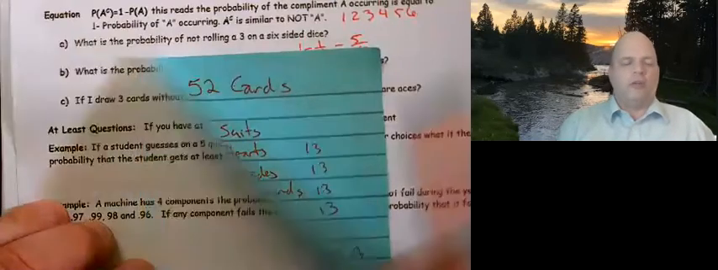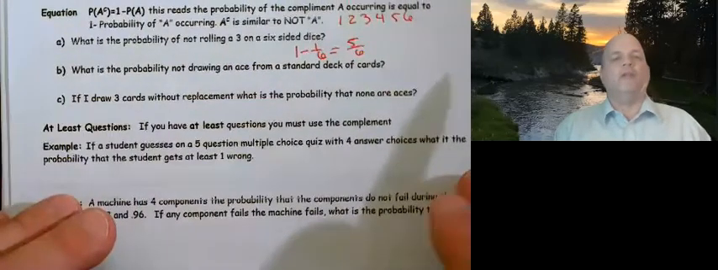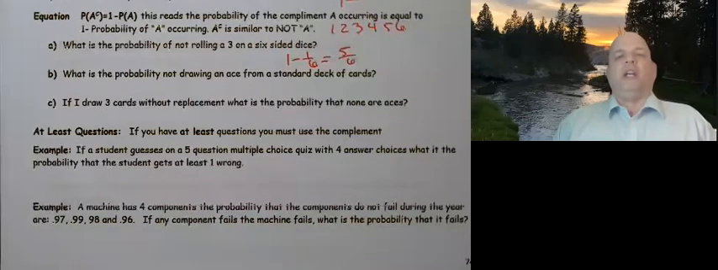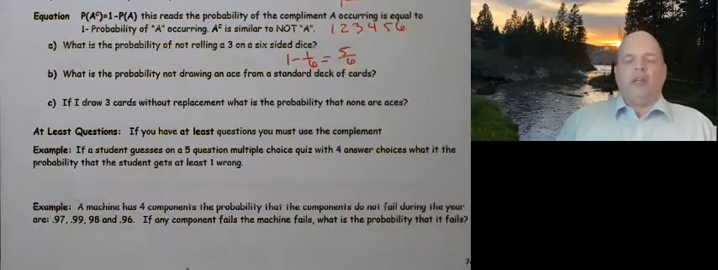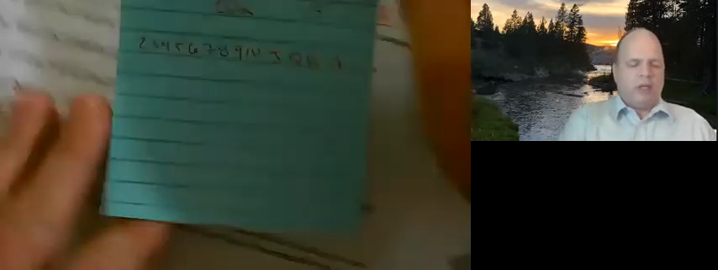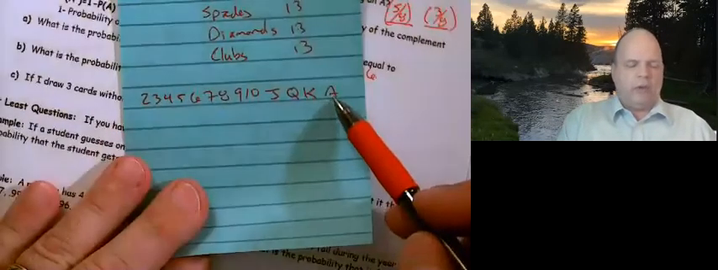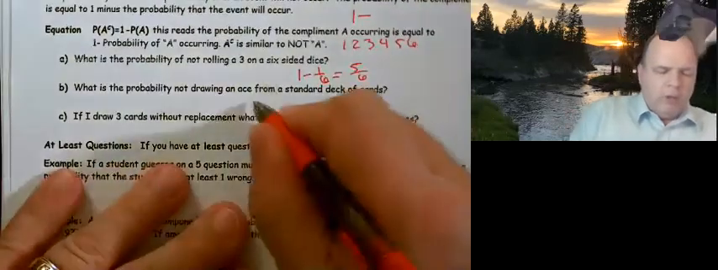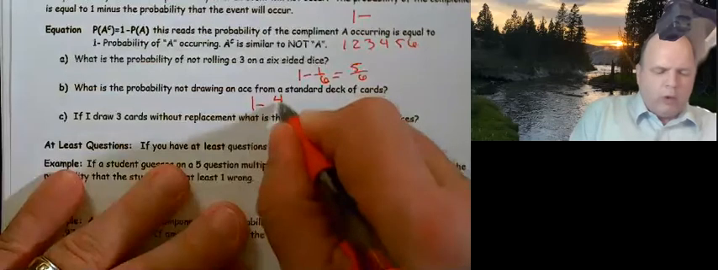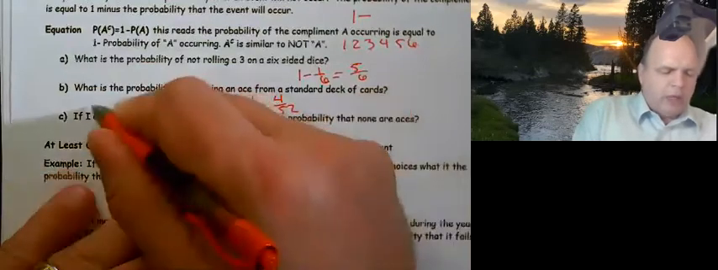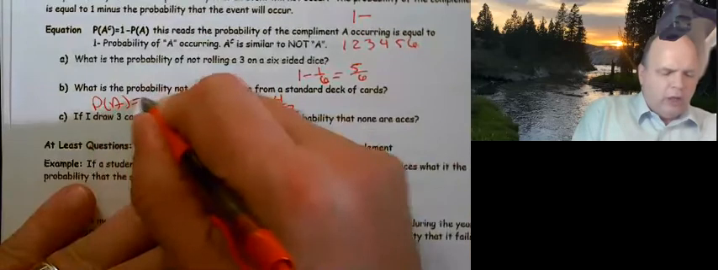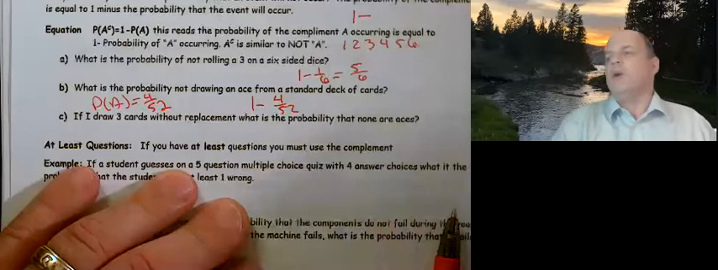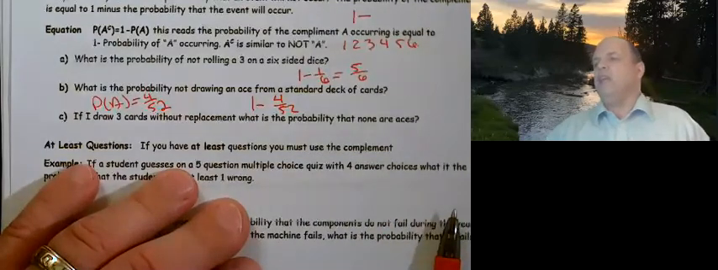All right, so those are the cards, and you probably need to make a note to yourself if you're not a card player. What is the probability of not drawing an ace from a standard deck of cards? Well, each suit has an ace. So there's four of those. So not ace would be 1 minus 4 over 52, because the probability of an ace equals 4 out of 52. So 1 minus 4 out of 52 would be not ace.